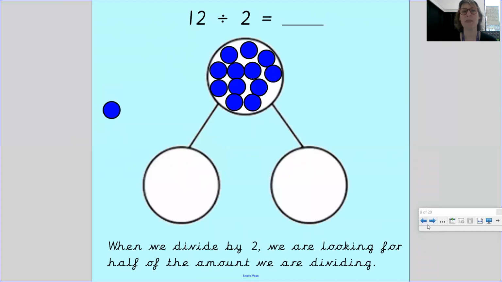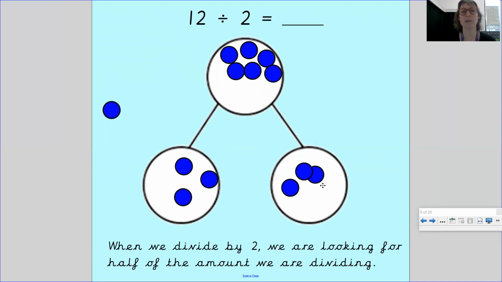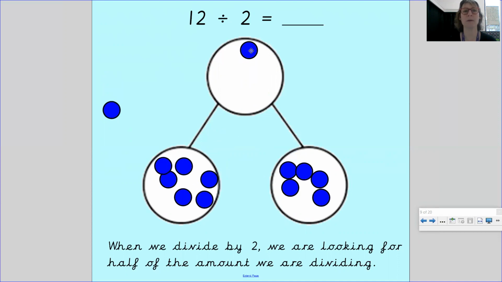Well done. This time we have got 12 and we're going to share them equally. So we're going to find half of 12. So 1 for you and 1 for you and 1 for you and 1 for you and 1 for you and 1 for you. I need one of those things that speeds up like fast motion. I don't know how to do that. And 1 for you and 1 for you. And I have got 1, 2, 3, 4, 5, 6 in that side and 1, 2, 3, 4, 5, 6 in that side. It's always good when the sides are equal. So 12 divided by 2 equals 6.